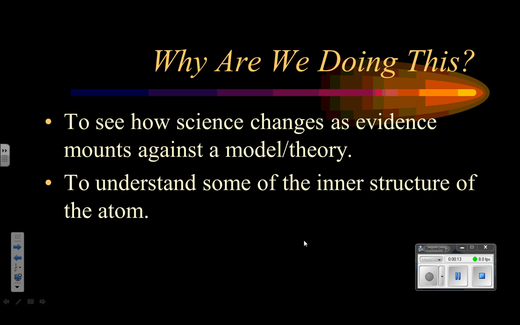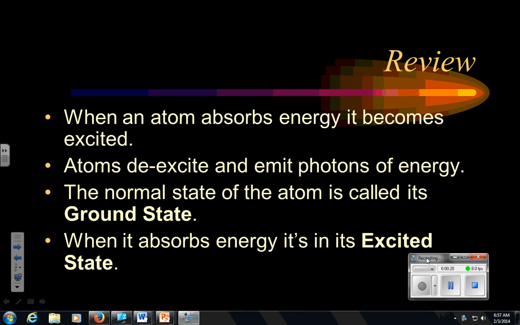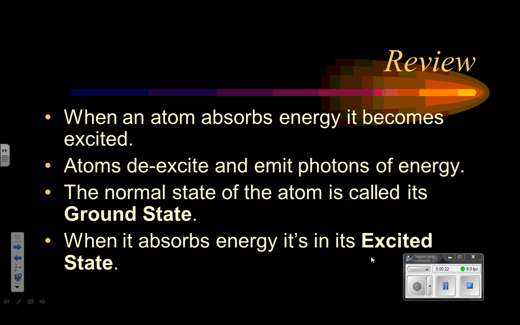Just to review some of the things we talked about before, atoms absorb energy, and when that happens, they become excited. That's the technical term for it. And they are unstable in that form, and they de-excite, giving off a photon of energy. Photon is a particle of light, literally. The normal state that we find atoms in is called the ground state of the atom, and the absorbed state is called the excited state, which just kind of stands to reason. So this is how atoms go about exchanging energy.